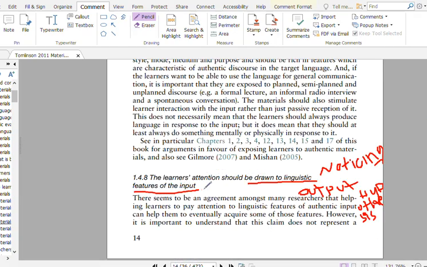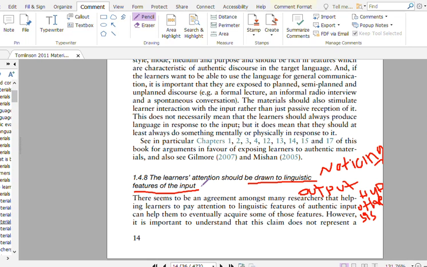The other finding coming from SLA research is that the learner's attention should be drawn to linguistic features of the input. We say that procedural knowledge, implicit knowledge, implicit learning and peripheral learning are good, but sometimes the primary activity is communicative. The primary activity is meaning oriented and meaning based. But it doesn't mean that we should not draw our students' attention to some of the structures. We should not directly teach our students about language. We should focus on communication, on meaning.